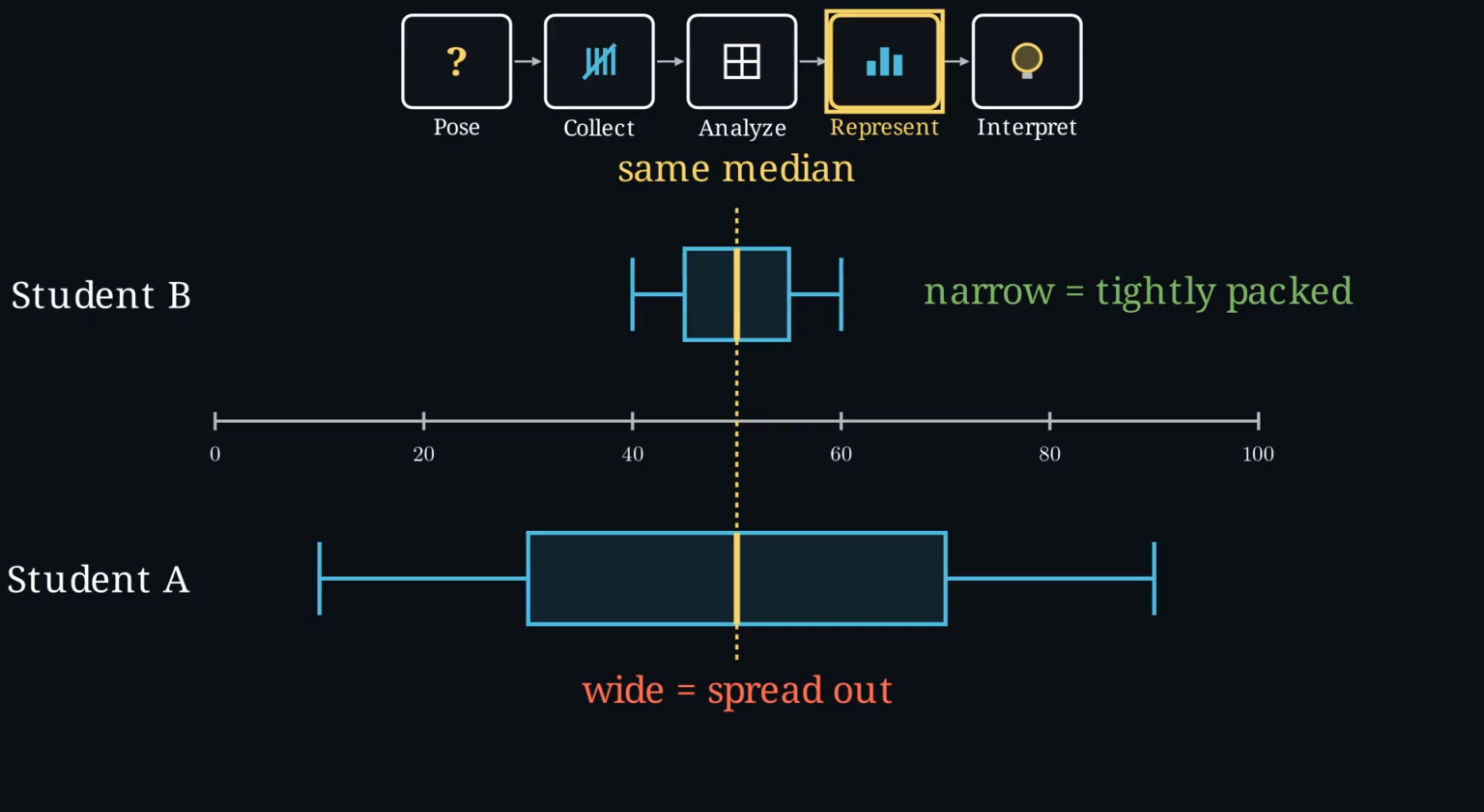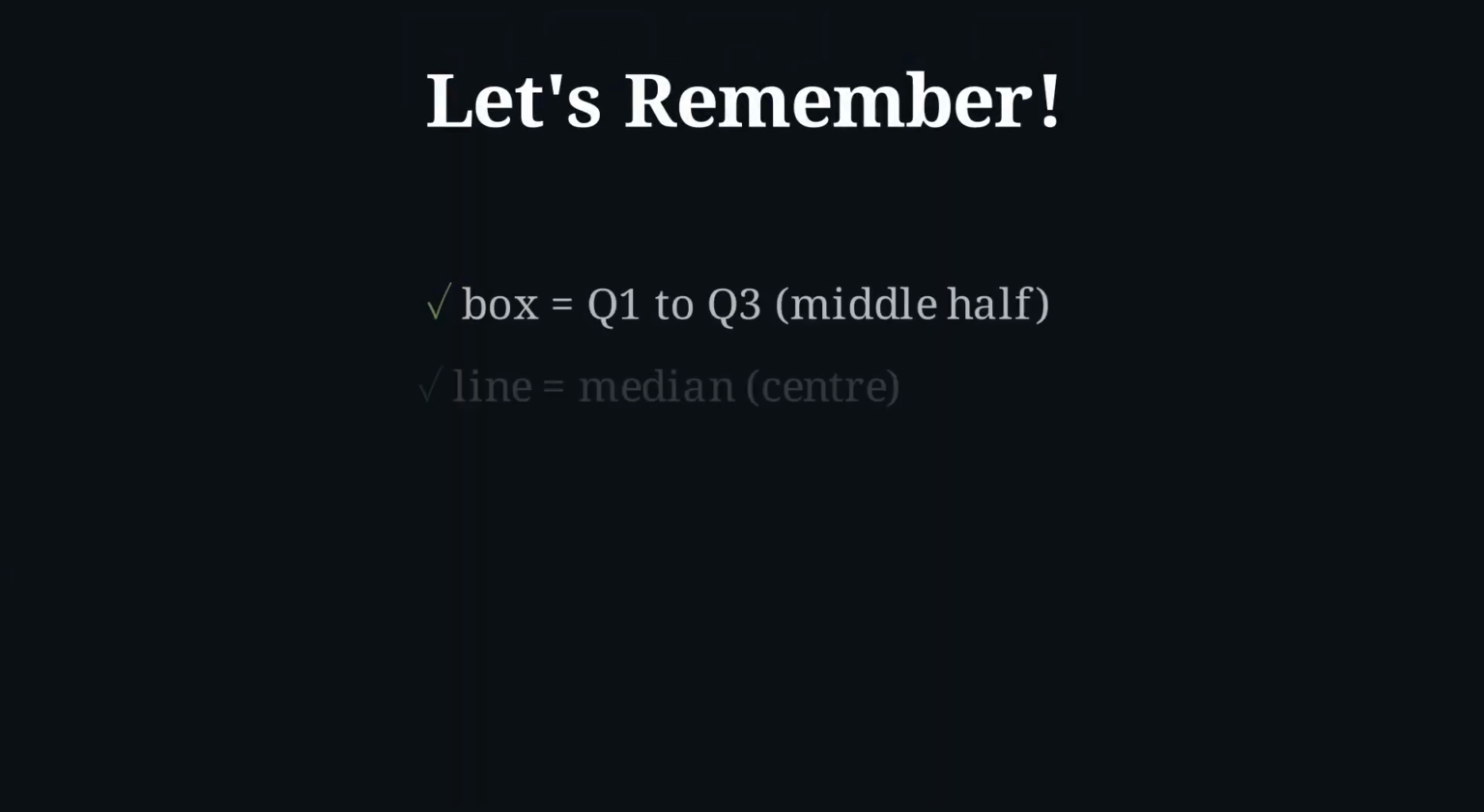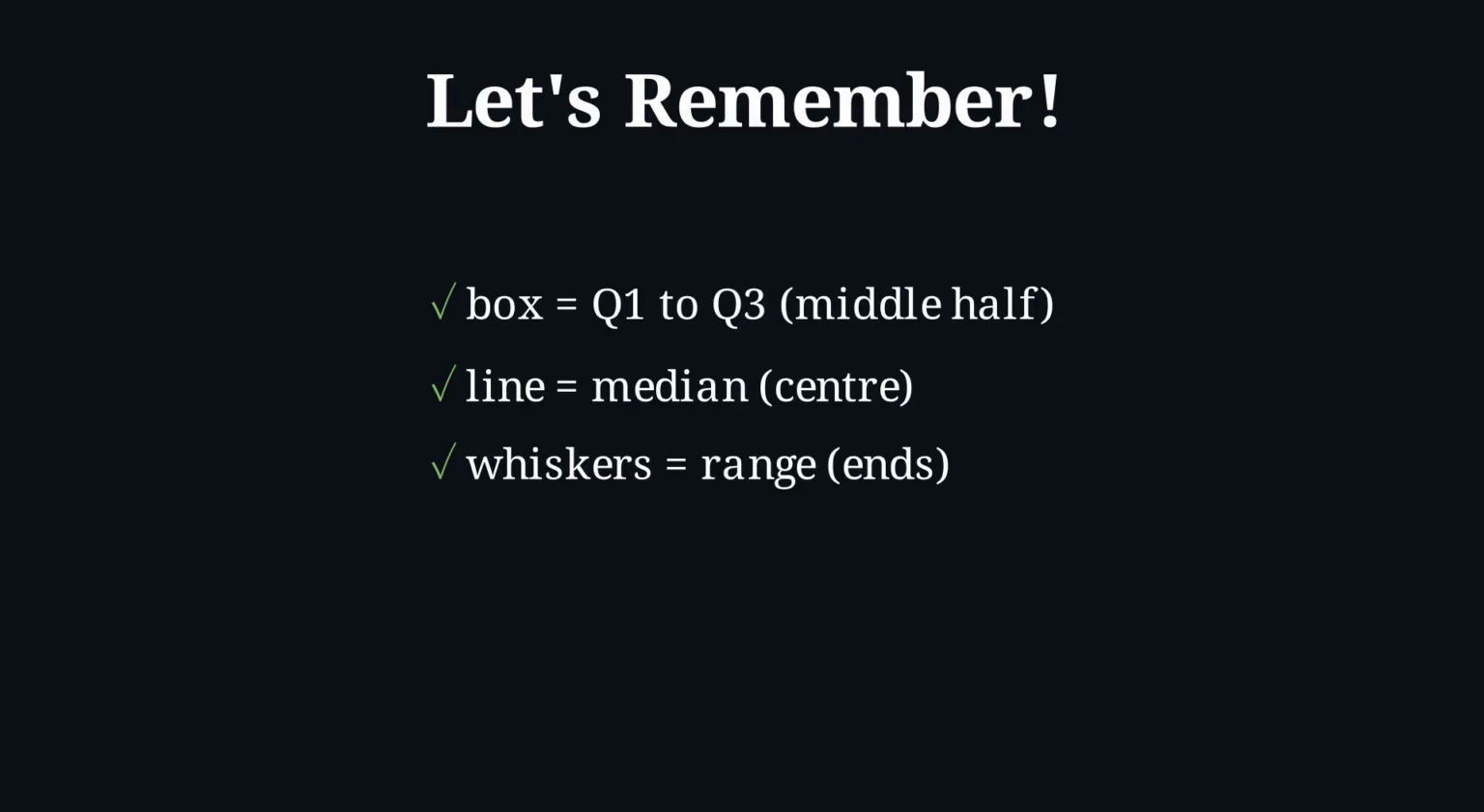No calculations needed. Let's remember, a box plot pictures the 5-number summary. The box spans Q1 to Q3, the line is the median, and the whiskers reach the ends. Center and spread at a glance.